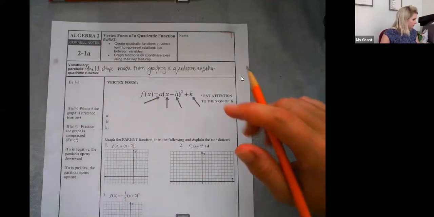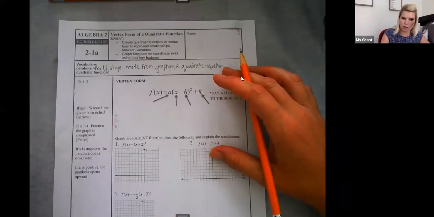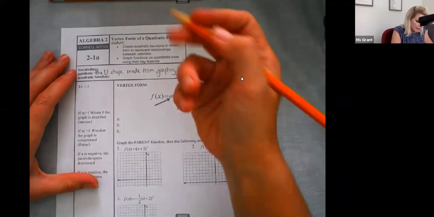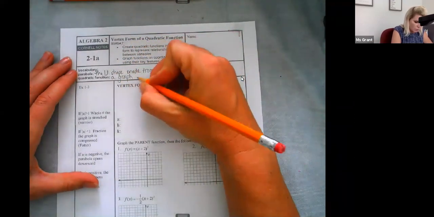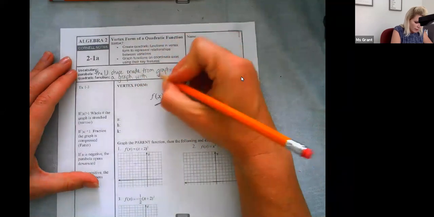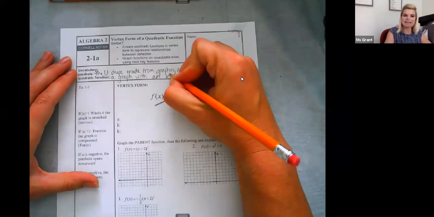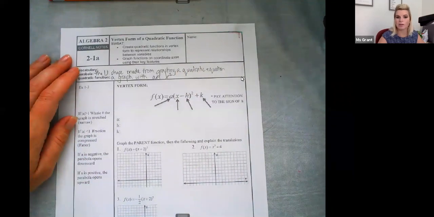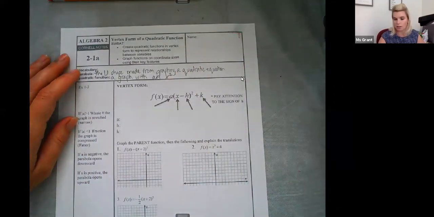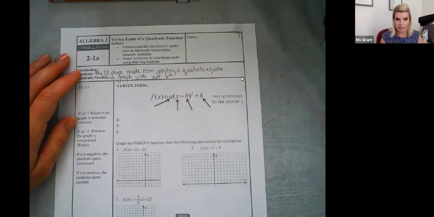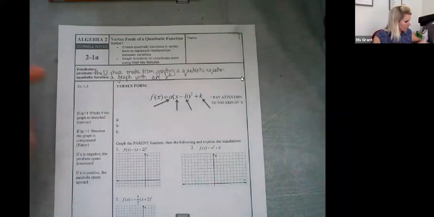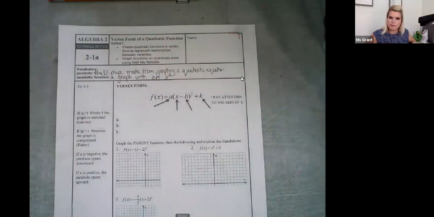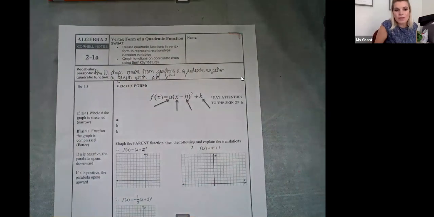Parabola. Awesome. A quadratic function is a graph, a function with an x squared. That's how you know it's a quadratic. It has an x squared in it. It's not linear. It has an x squared instead of just an x. All right, so here we go. We are going to do both sides of this worksheet.